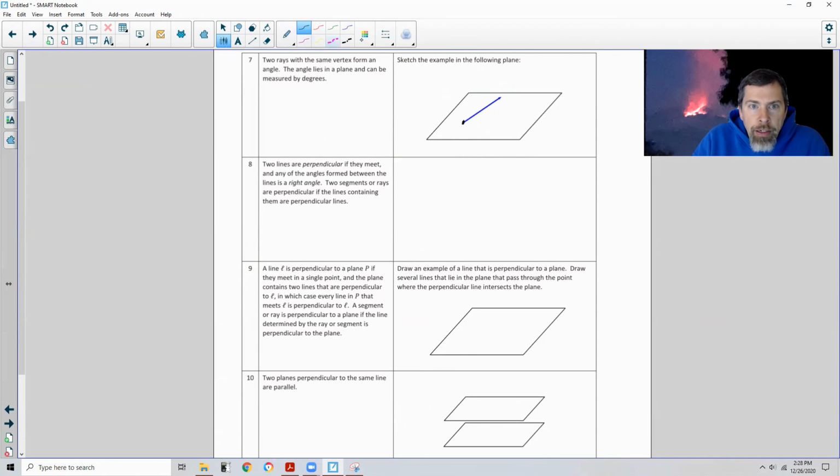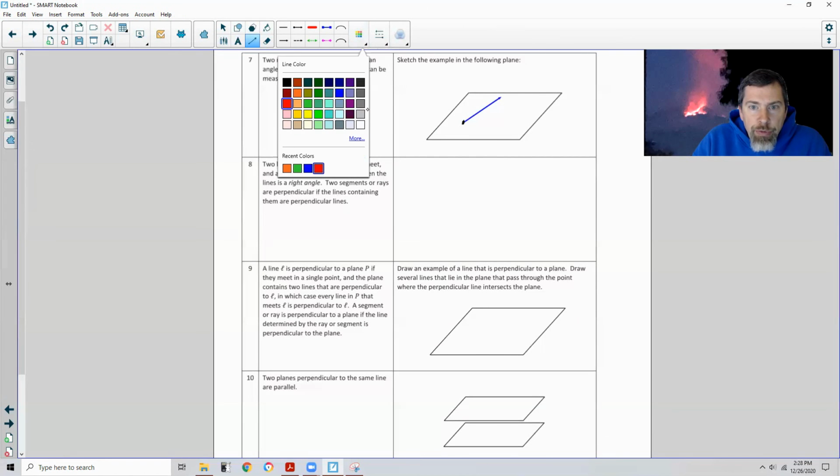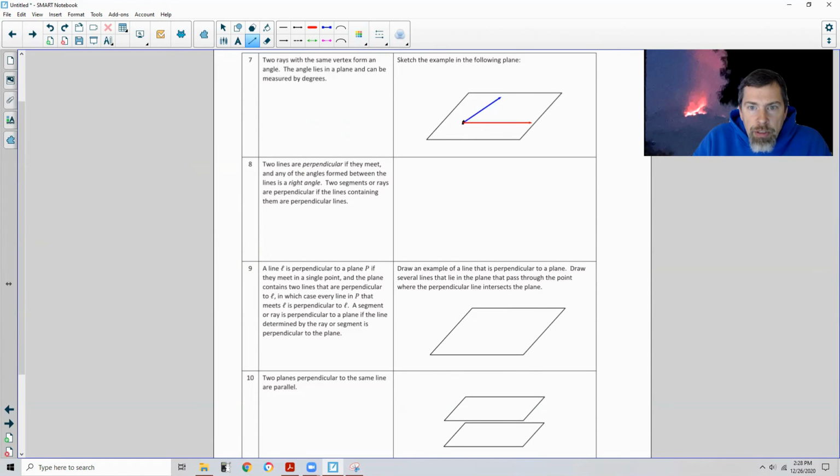Let's make the point more vivid. That point right there. And then I'm going to do it again with red. So if I make another ray red from the same starting point, like so, then I can say that this is an angle of theta degrees. So there is an angle in a plane from the same vertex, two rays going in a different direction, with a measurable angle in between.